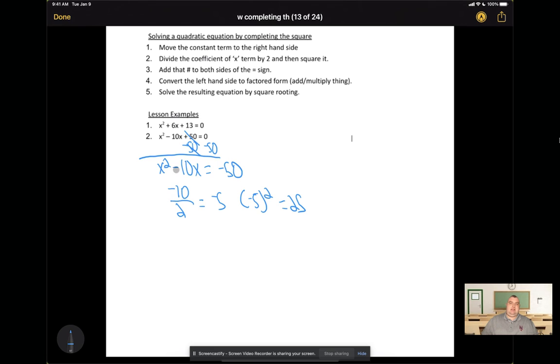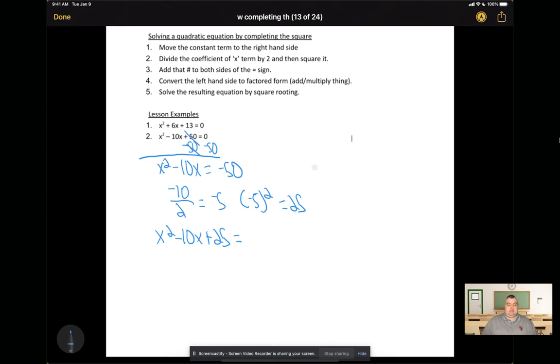So x, take the coefficient of the x term, divide it by 2, then square it, we get 25. So that's step 2. Step 3, add that number to both sides of the equal sign. So on the left-hand side, that is x squared minus 10x plus 25.